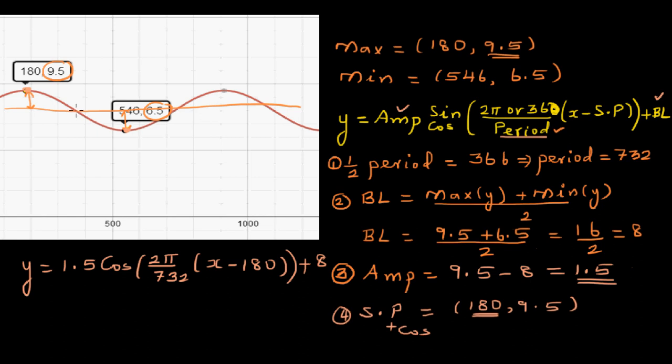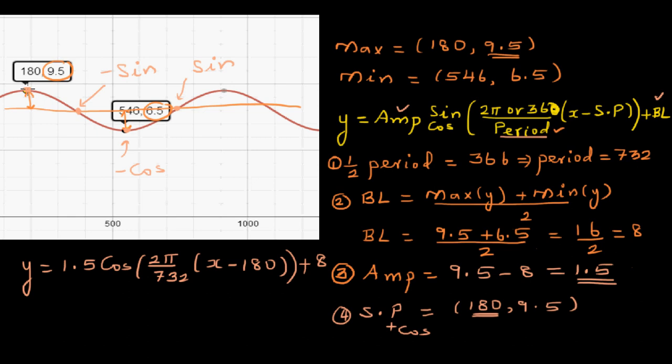If you're starting at the baseline at this point and you're going down, this point is halfway between that, and you can find that out yourself. If you're starting at this point, it is a negative sine graph, at this point it is a negative cos graph, and at this point from baseline you're going up, so it's a positive sine graph. So if you're starting from baseline and you're going up, it is positive sine, and from baseline if you're going down, it's negative sine.